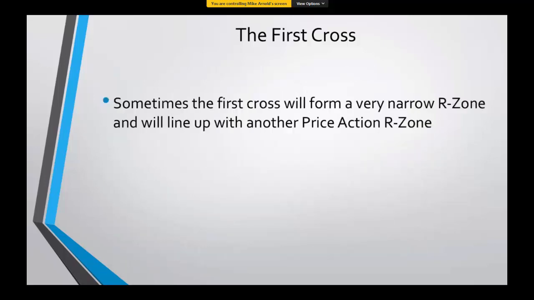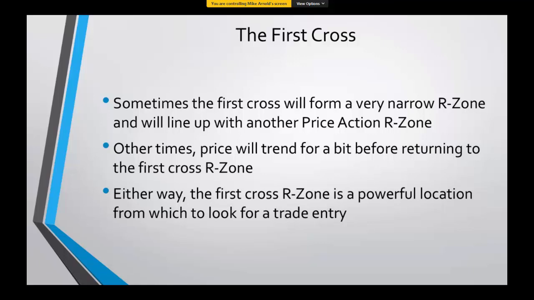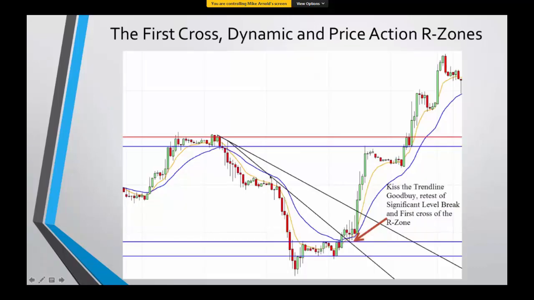So sometimes the first cross will form from a very narrow R zone and will line up with another price action R zone. Other times the price will trend for a bit before returning to the first cross rotation zone. Either way, the first cross rotation zone is a powerful location from which to look for a trade entry. Let's take a look at an example.